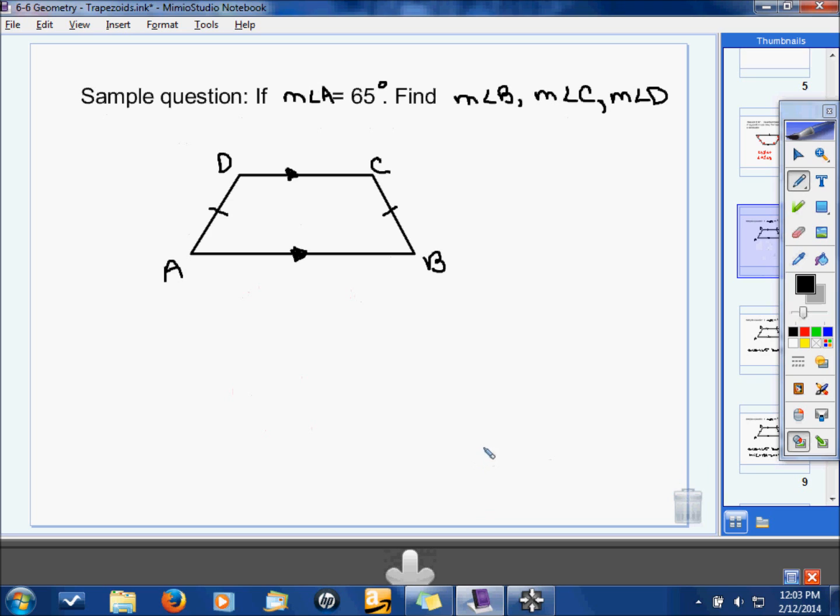All right, here's a sample question. If angle A is 65, we need to find B, C, and D. Yes, you should write it down. And you should begin to think it through. And if you can write it down before we reveal it, that's kind of a good thing. Oh, snap. You can draw it right on the picture.